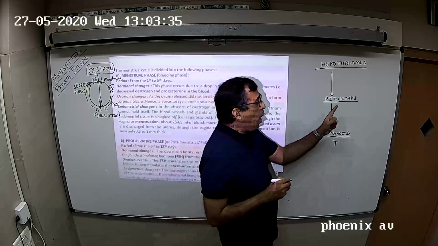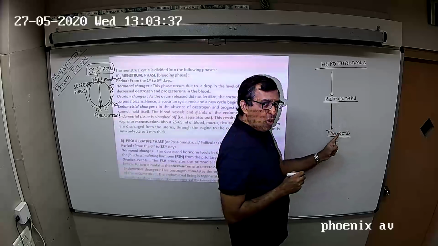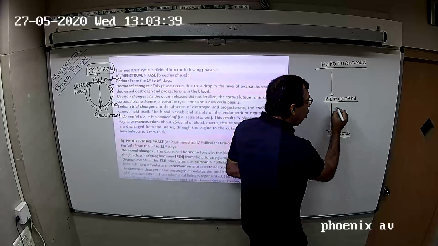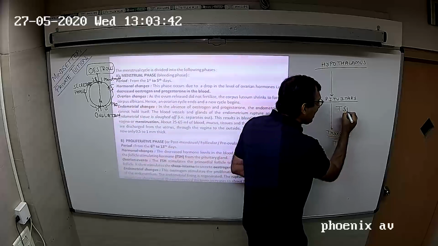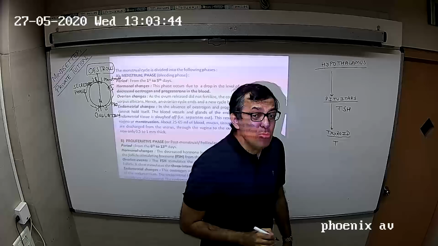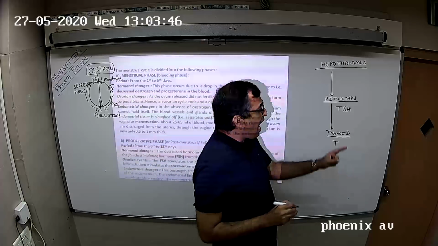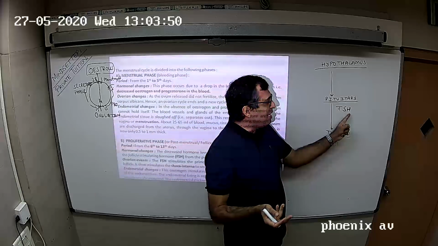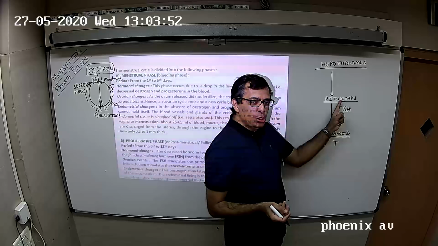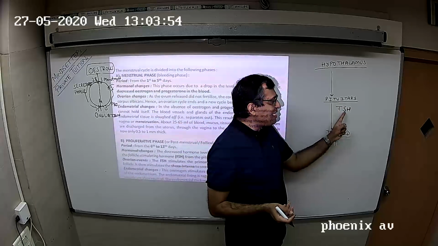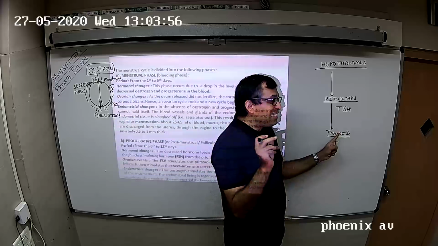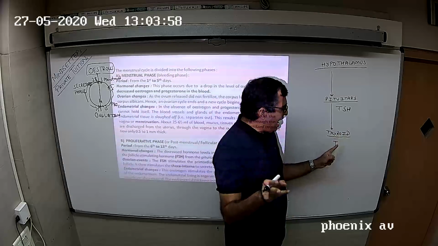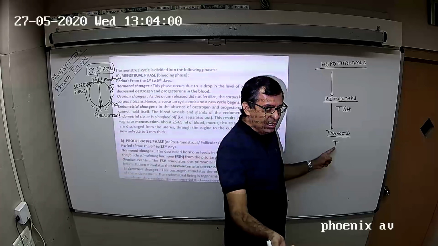So how does pituitary control thyroid gland? By giving out a hormone called thyroid stimulating hormone. Thyroid stimulating hormone, as the name suggests, is secreted by pituitary gland, and thyroid stimulating hormone stimulates the thyroid gland to produce thyroxine.